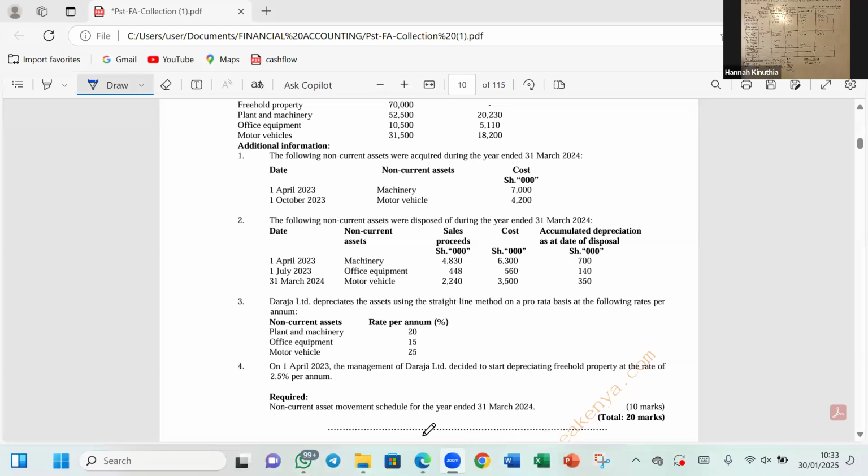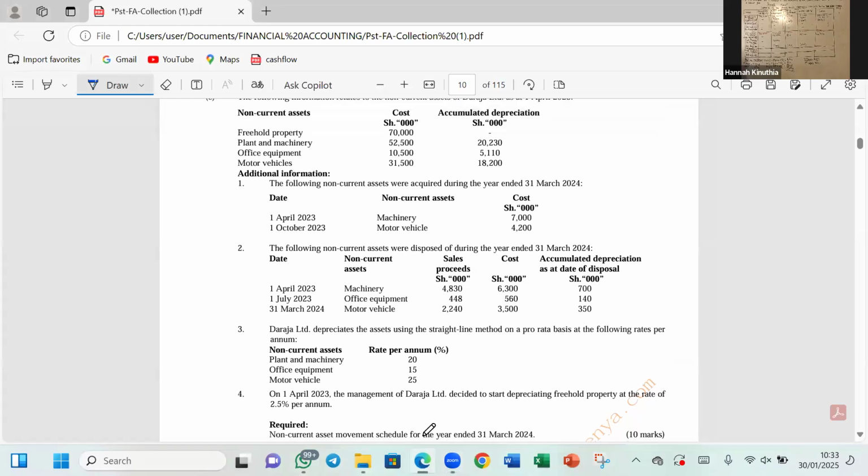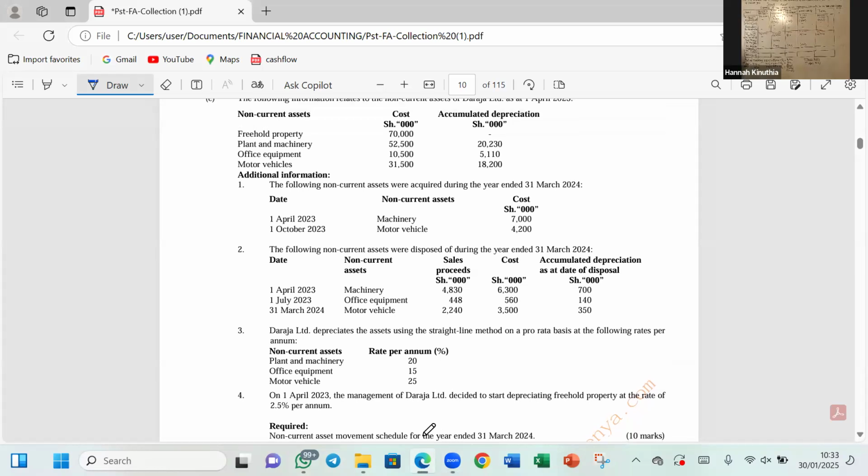So look at this disposal. The office equipment was not acquired. You can see there information about the office equipment was not acquired, but it was disposed. Here you can see in 1st July. On 1st July 2023, an office equipment was sold at 448 at a cost of what? At a cost of 560. That one is very, very important.